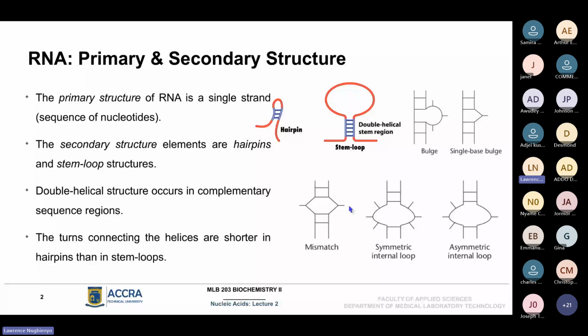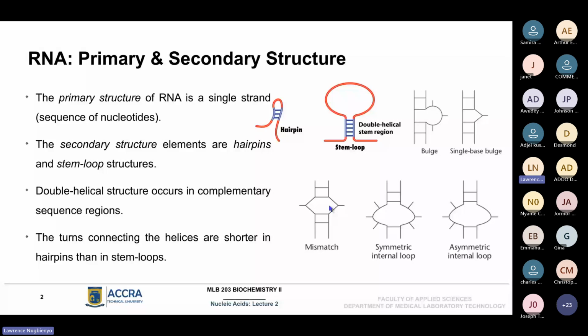It looks just like what you are seeing here, a single base bulge, except that here it is occurring at only one side. Here it's occurring at both sides. In the single base bulge, there is actually no base opposite it. It has just bulged out and there's no base opposite it. Here you see that you have two bases that are opposite each other, but they are not complements of each other, and so you see that you don't have such hydrogen bonding between them.